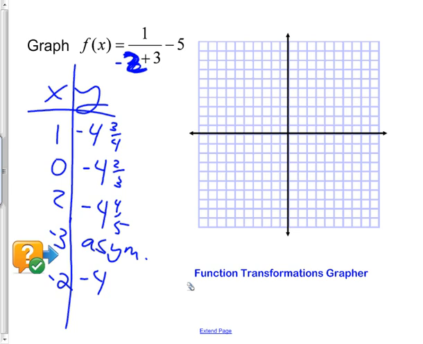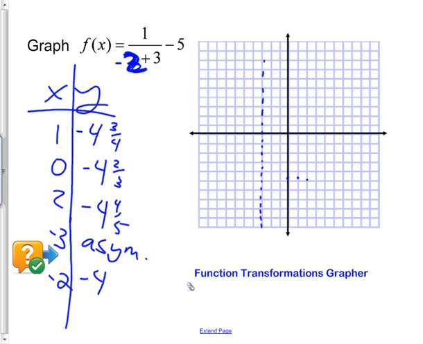1 goes with -4 3/4. Go over to 1, go down to -1, 2, 3, 4, and 3/4 is like right there. 0 is over 0 and down -4 2/3. Man, it's hard to tell where that is, whether it's higher or lower. 2 goes with -4 4/5. That's lower. So it looks like it's kind of getting lower and lower. -3 goes with an asymptote. That helps.